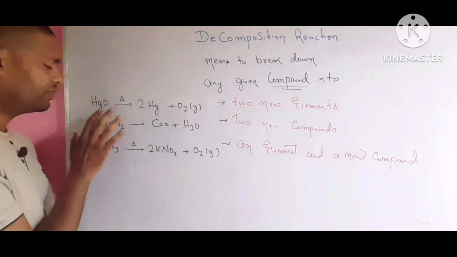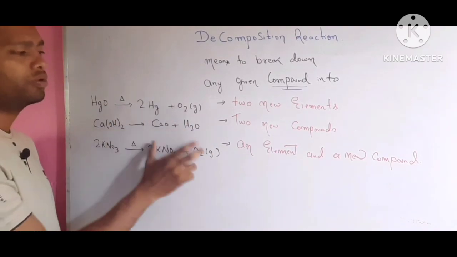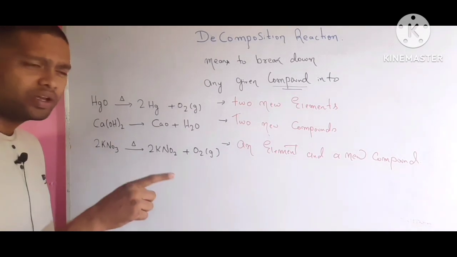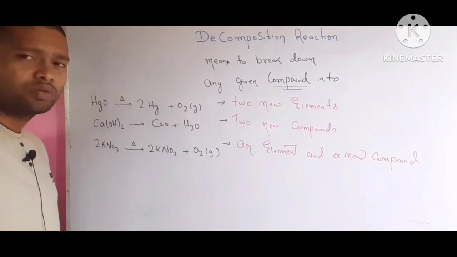So you understand what we have and what we are going to get, the reactant side and the product side. Simply it is the opposite of the combination reaction or synthesis reaction which we saw in the last video. Okay, so next one.